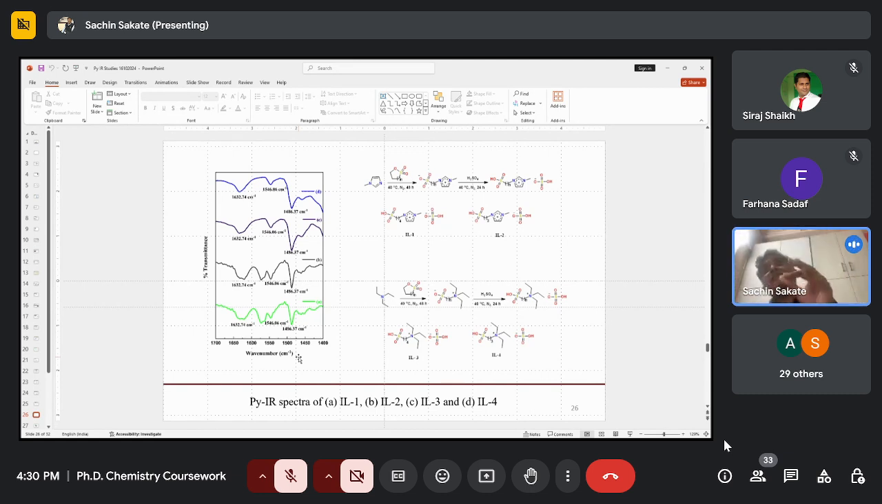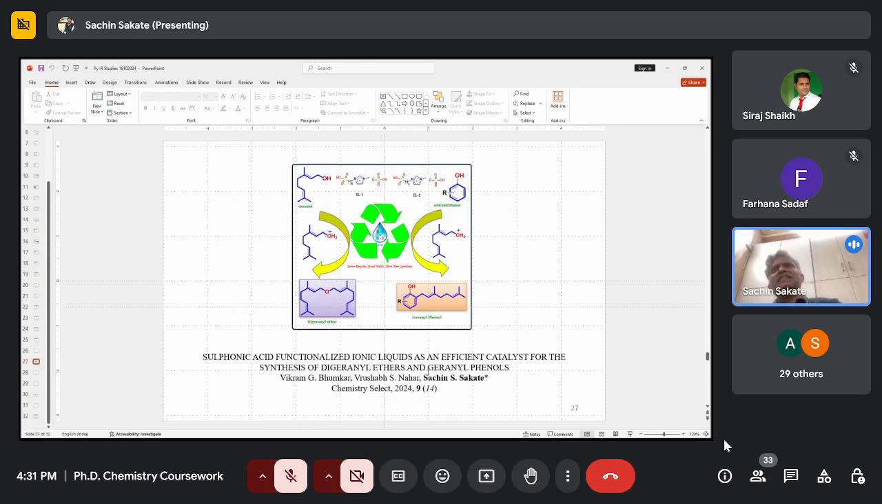So this clearly indicates that whether you use the solid material, the doped material, the hybrid material, or the various ionic liquids, a number of materials you can prepare, characterize, and conclude that these are all acidic in nature. This is the solid evidence, the best characteristic technique for Brønsted acidity. This is the result which we published recently in Chemistry Select 2024.